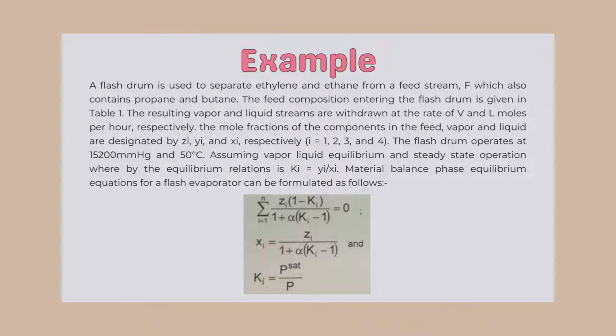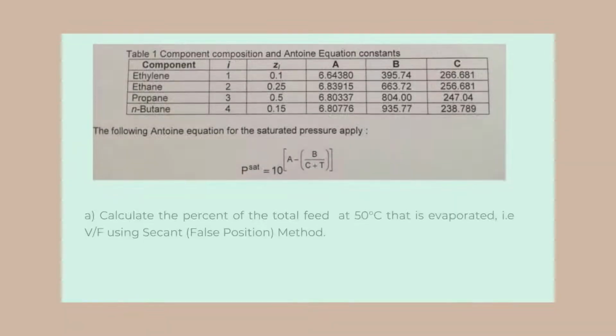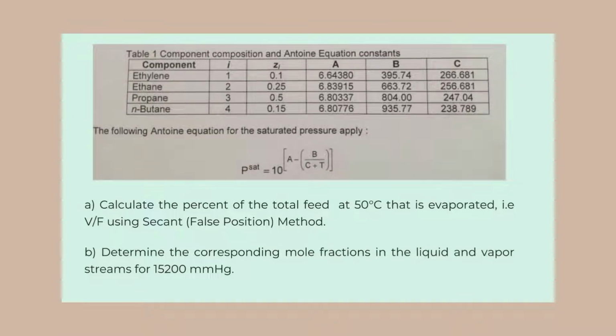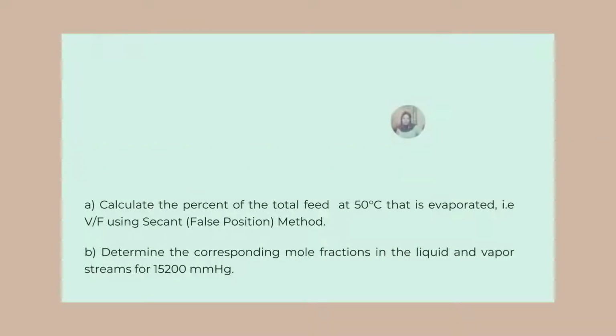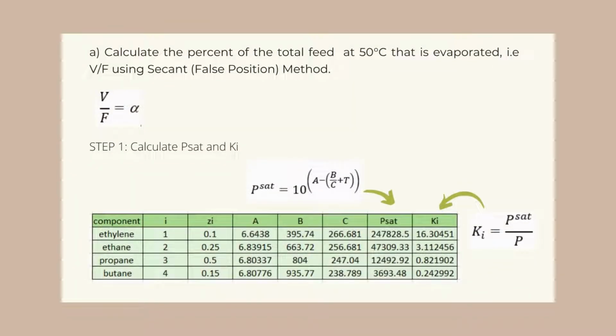Material balance and phase equilibrium equations for a flash evaporator can be formulated as follows. Table 1 shows the composition of every component in the flash drum and the Antoine equation constants. The first question in this example is to calculate the percent of total feed at 50 degrees Celsius that is evaporated, for example V over F, using the secant or false position method. The next question is to determine the corresponding mole fractions in the liquid and vapor streams for 15,200 mmHg. Here are the steps to answer the first question. The hint given, V over F, is actually the fraction evaporated.